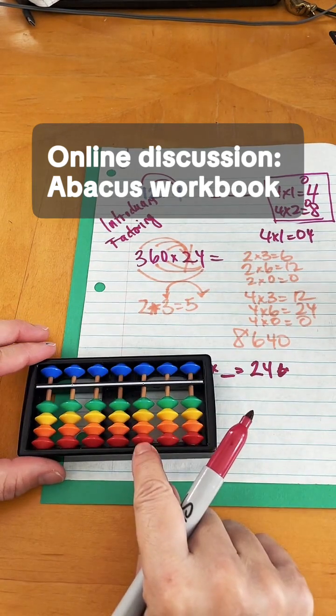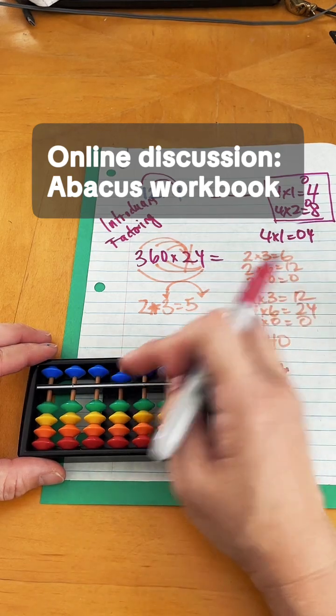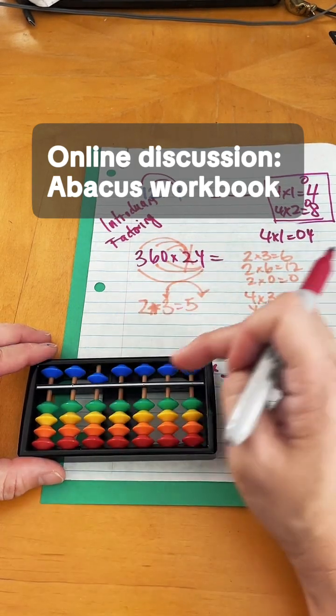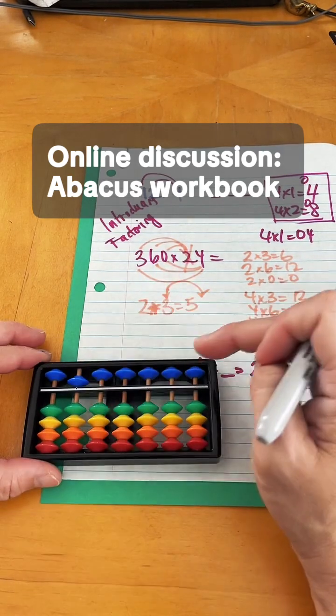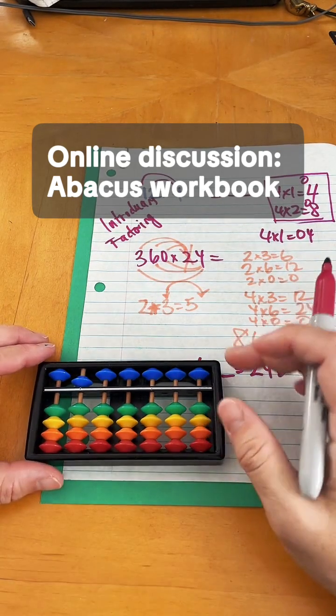But the difference is it's the place value. So this is 5, but this is 50, but this is 500. So this would be 5,000. Sorry, I'm doing this on the fly.